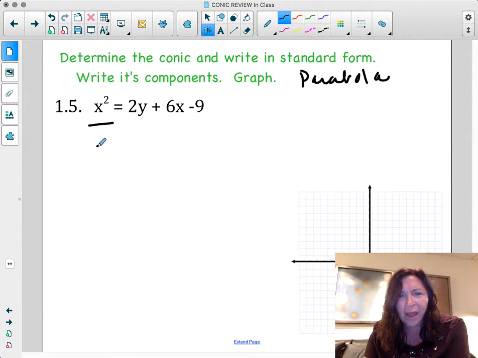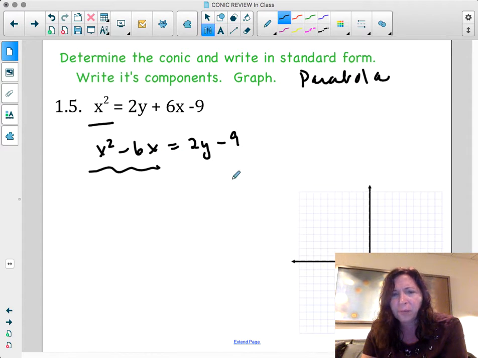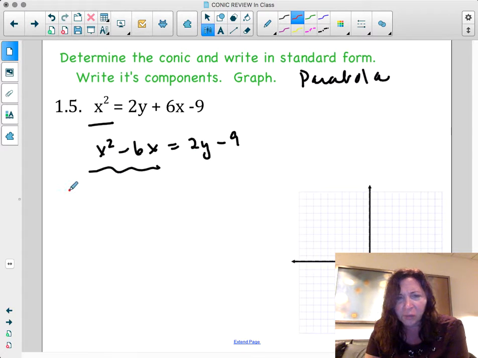Let's group this. So I have x squared minus 6x is equal to 2y minus 9. I notice that I do need to complete the square because I do have an x squared term and an x term. I'm going to change this up because I do prefer to have my squared terms on the right. So I'm just going to rewrite this: 2y minus 9 equals x squared minus 6x.